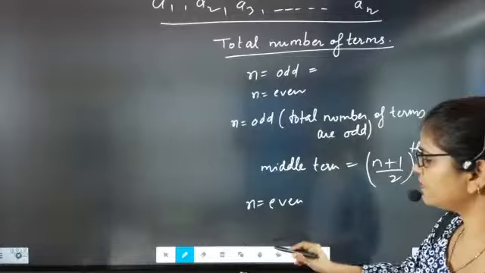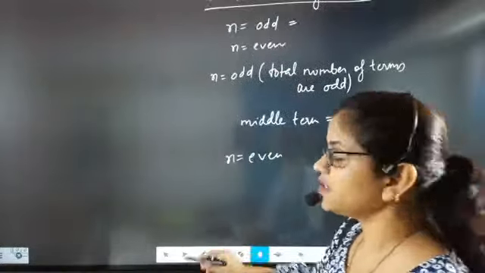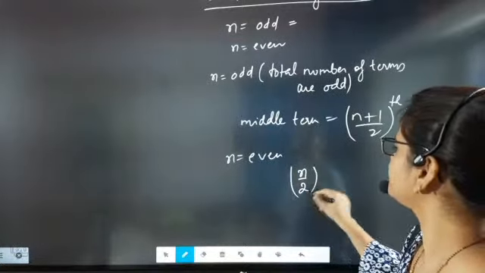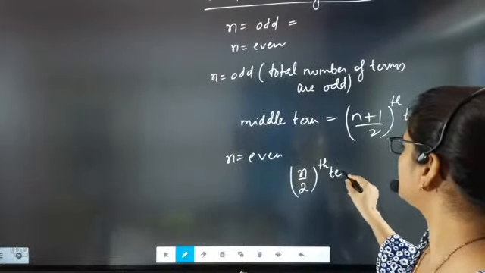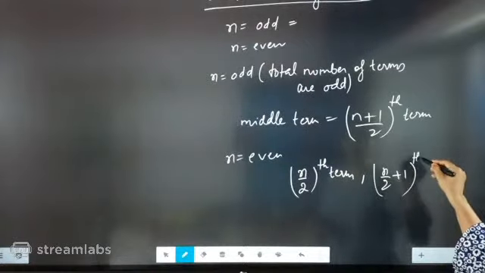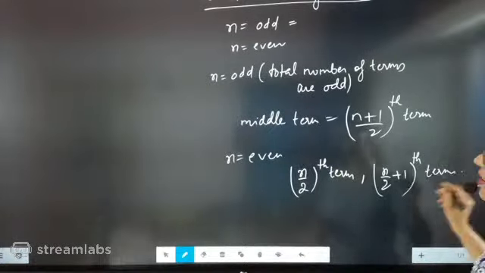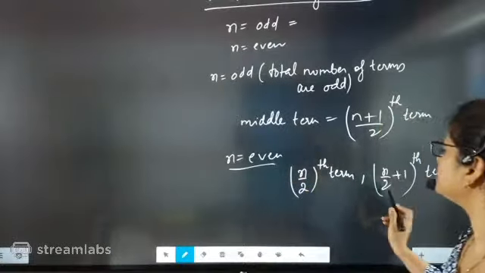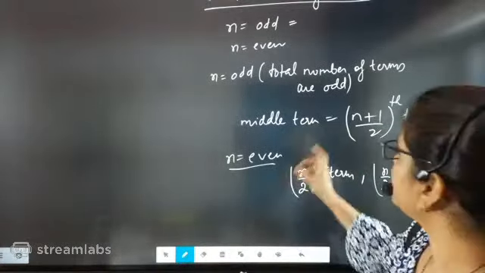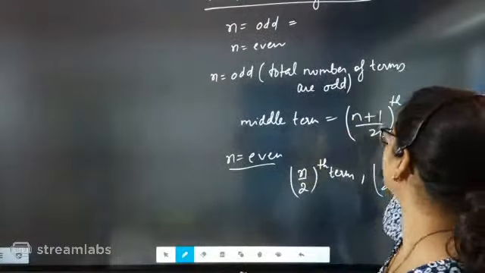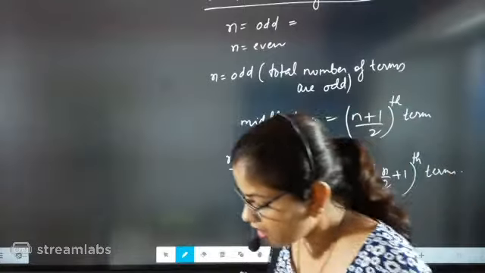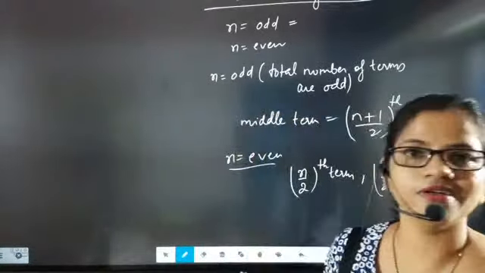So if the number of terms is even, then there will be two middle terms. One middle term will be the n by 2th term and the other will be the (n by 2 plus 1)th term. So these two terms will be the middle terms. But if n is odd, then the (n plus 1) by 2th term will give you the single middle term.